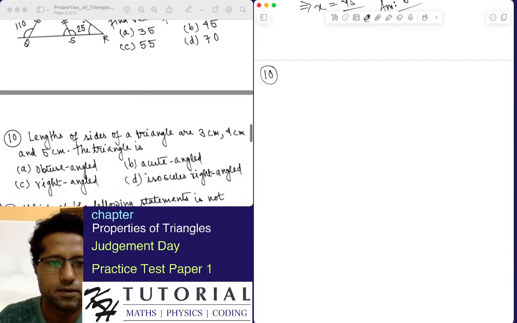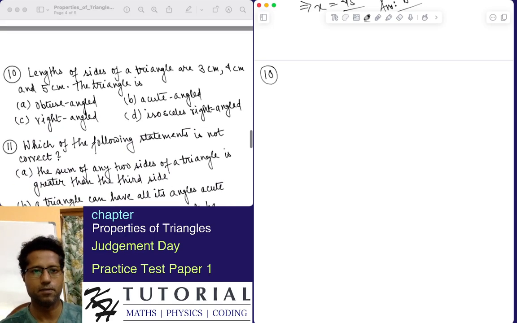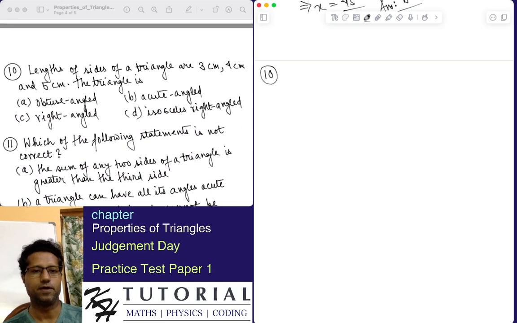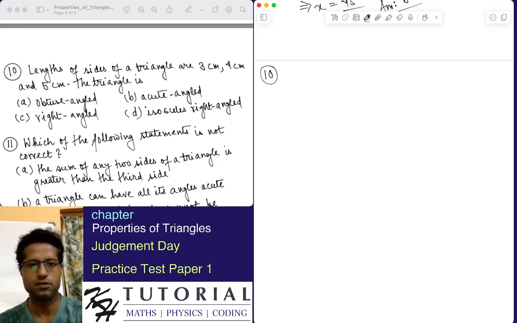Problem number 10 says the lengths of the sides of a triangle are 3 centimeter, 4 centimeter and 5 centimeter. It is asking what type of triangle it is: obtuse angled, acute angled, right angled, or isosceles. Now it is talking in terms of angle. Whether it is right angled, let's check if it's a right angle or not.